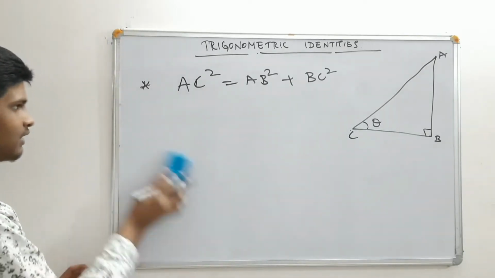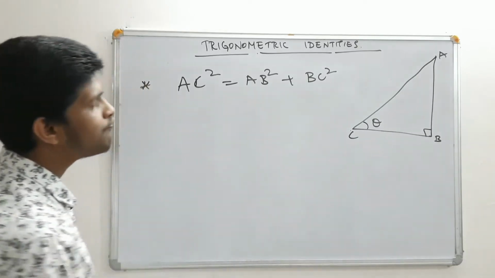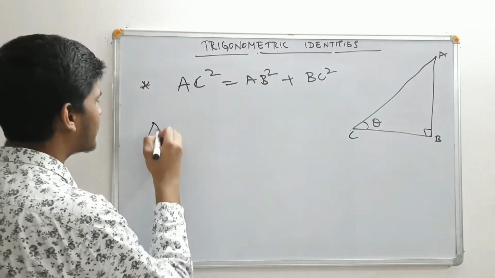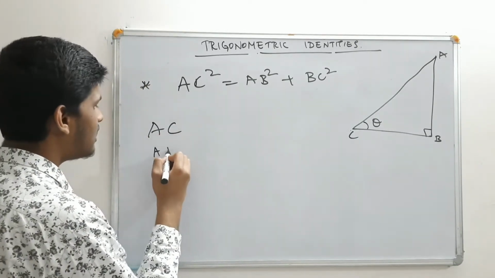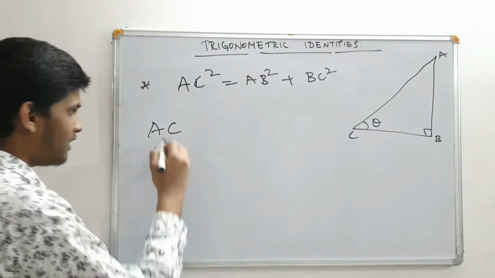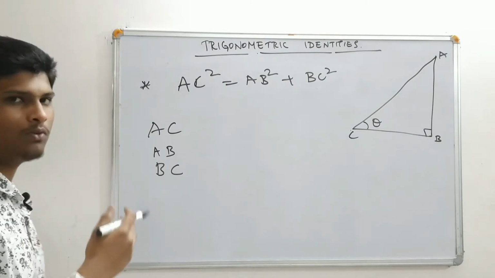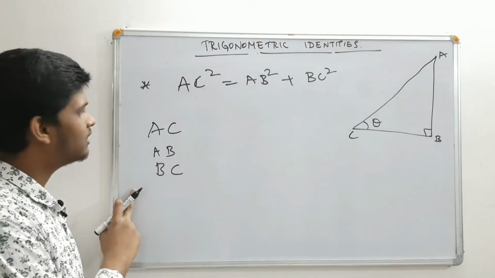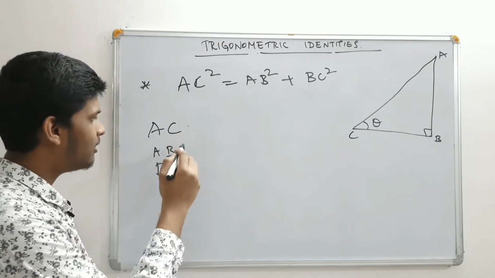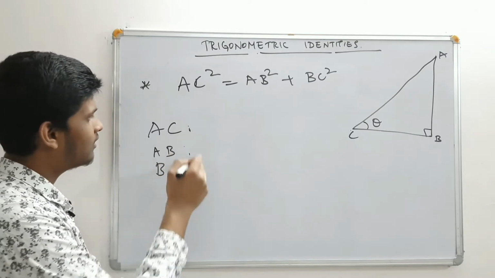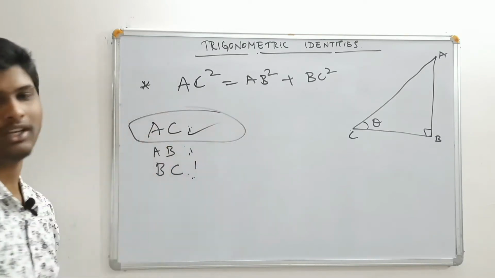In this case, let's divide with some length. Now we have 3 sides, AC, AB and BC, and from these 3 let's choose one and derive. So what do you want from these 3 first? Let's choose AC, okay?